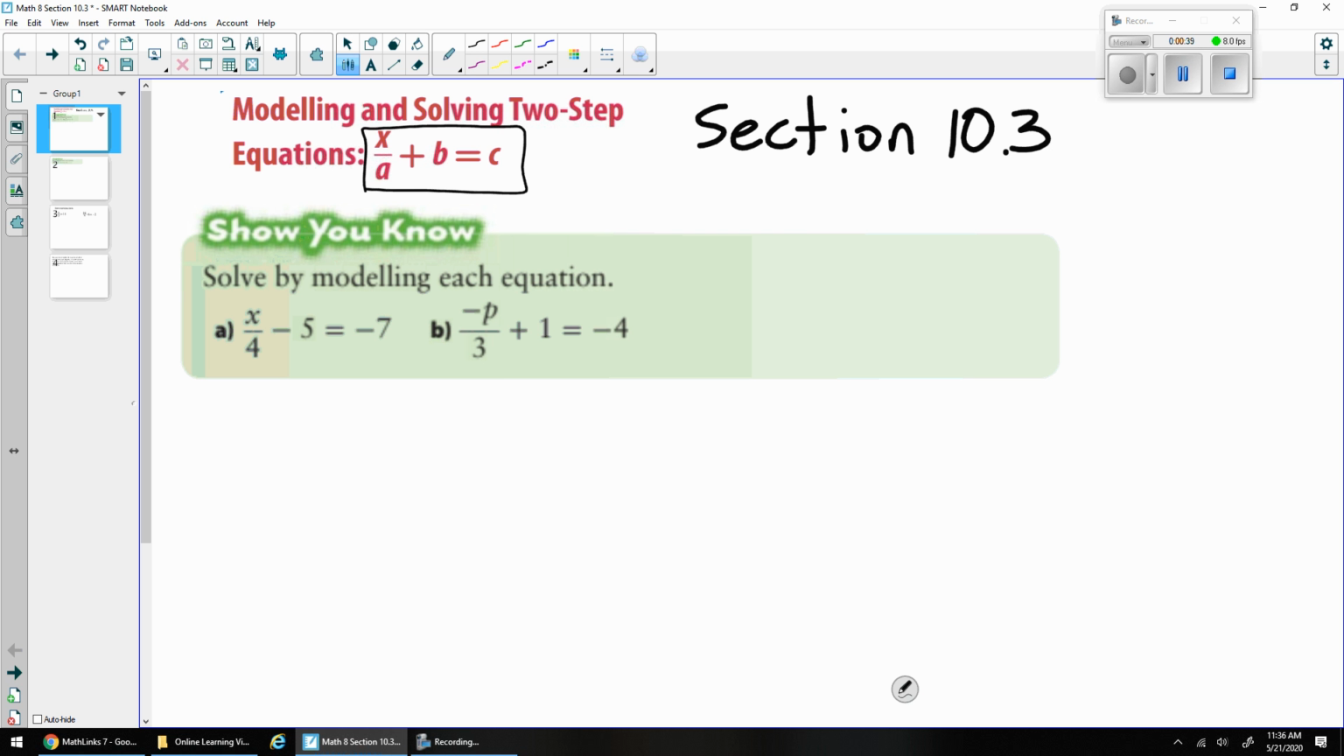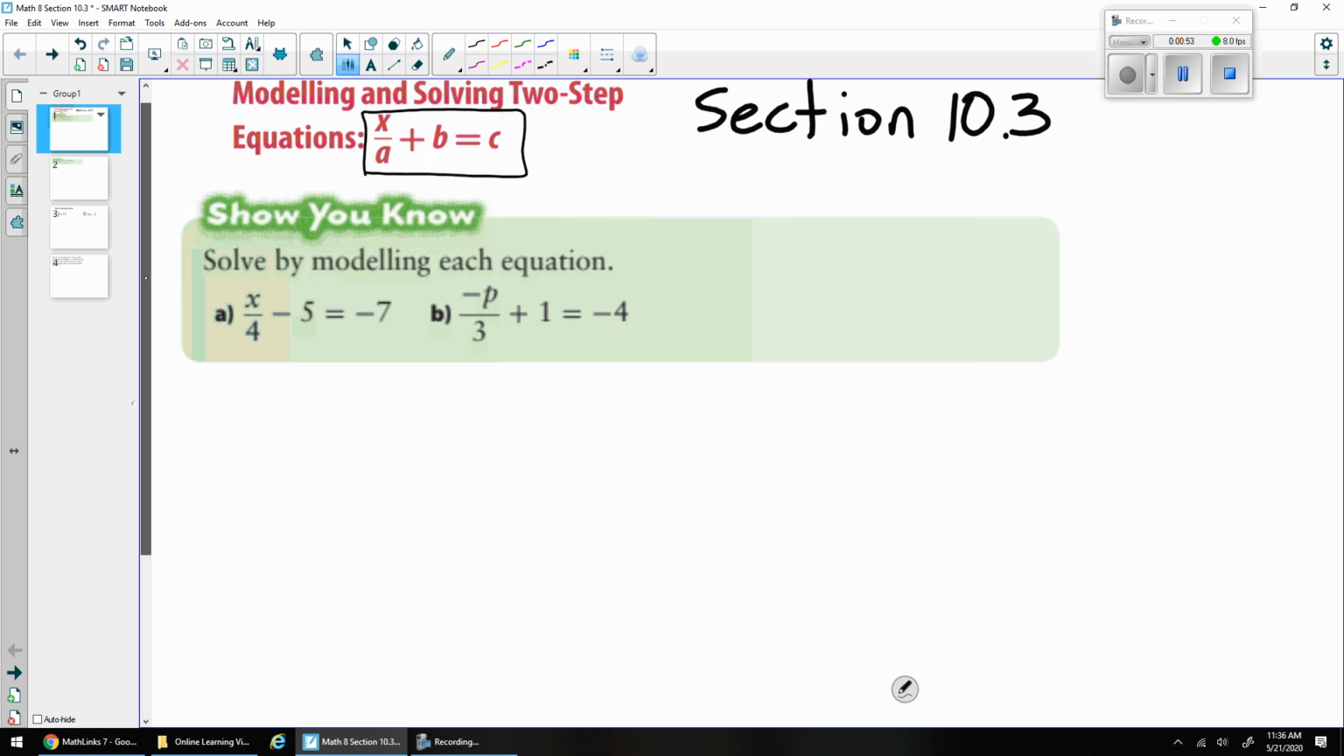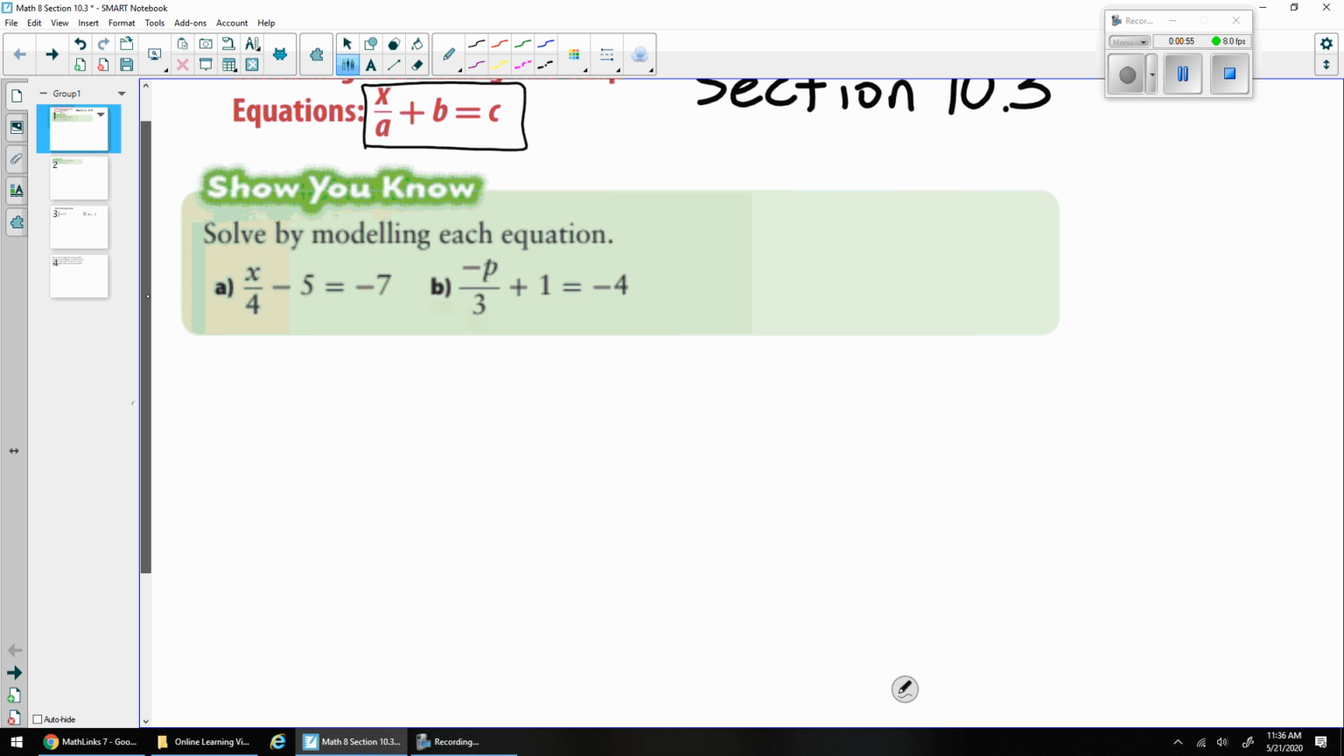So x divided by a plus b is equal to c. And then it could be minus b as well. There could be negatives in there. So we didn't do that in grade 7. It's quite similar. We might have done some practice ones, but it technically wasn't part of the curriculum.